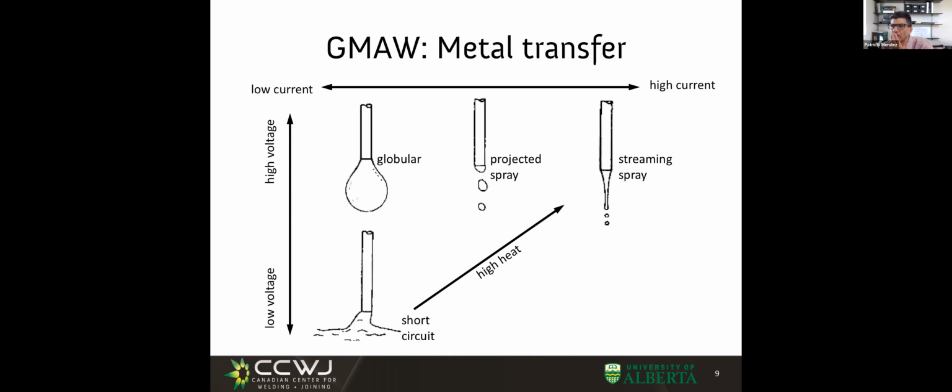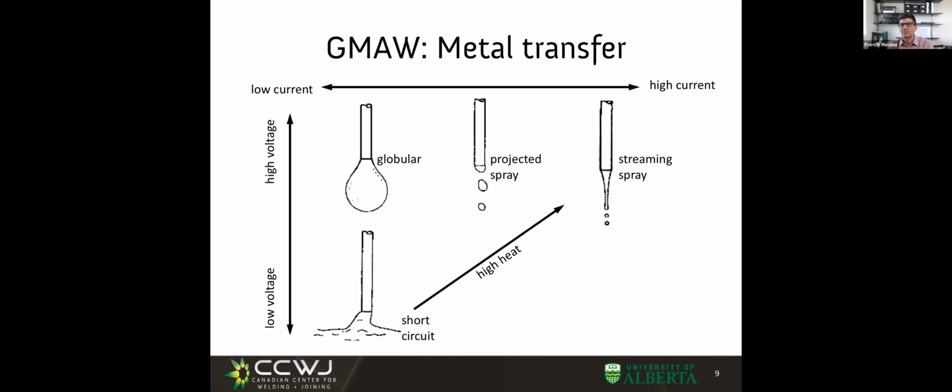Oh, I have another question. Can spray transfer happen with CO2 gas? The answer is, I will discuss this in a minute, but the answer is typically no. And we'll get into more details maybe within the next couple slides.